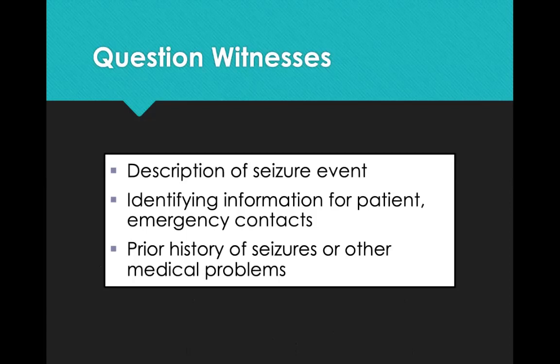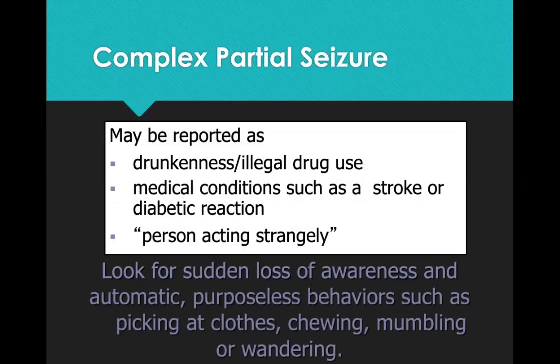So ask people around the description of the seizure event, identifying information, like, is it somebody that they know? Do they know anybody that they could call? Do they have any information about the patient, that they have a condition that might lead to the seizure? Just trying to get some information from the people who are around. Do they have a prior history of seizures or any other medical problems? Just to kind of start understanding what's happening with the seizure.